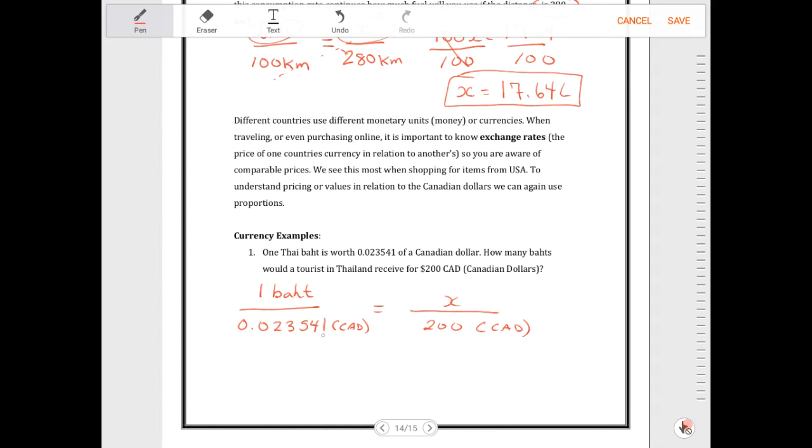This is our X. Cross multiply and divide. So that's going to give me 0.023541 X. 1 times 200 is simply 200. We divide both sides by the number in front of the X.